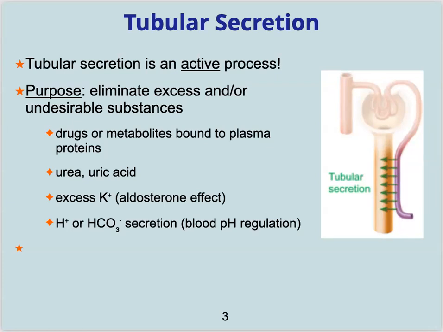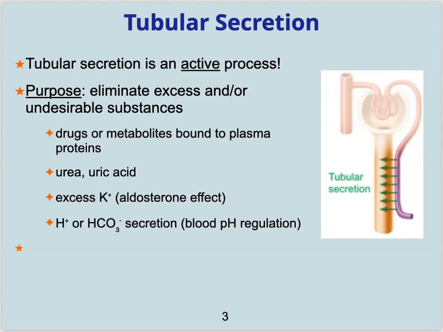And the purpose of tubular secretion is to eliminate excess or undesirable substances. That includes some drugs and metabolites that are bound to plasma proteins. Since plasma proteins are too large to be filtered through the glomerulus, anything that's bound to them would have to be eliminated through tubular secretion.